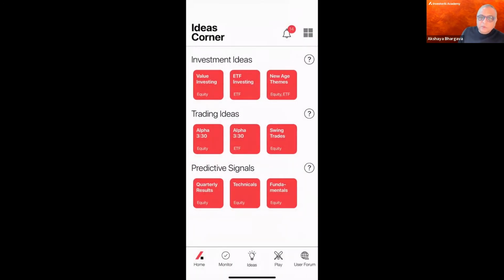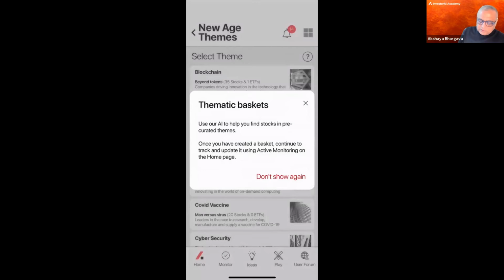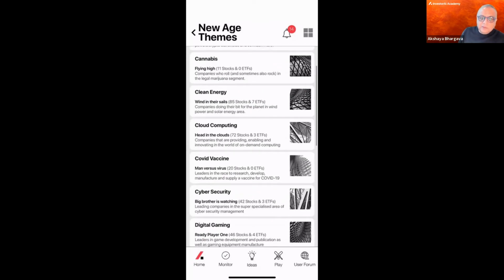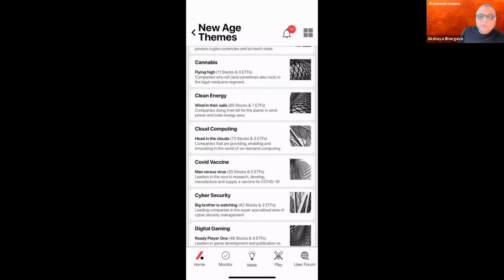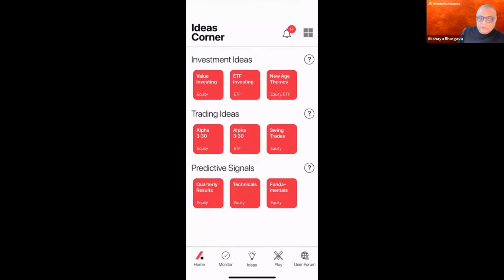I'm not going to talk about new age themes, because I'll just show you the picture, but essentially this is an international algo. We have created baskets for different kinds of themes. So blockchain, cannabis, clean energy, cloud computing, they're all alphabetical. That's why you see cannabis right at the top. And we will show you wherever there are stocks. To take clean energy, there are 85 stocks in our universe that we have curated. And there are 7 ETFs. So if you don't want to buy a stock, you can just buy an ETF, or you can buy the stocks themselves.